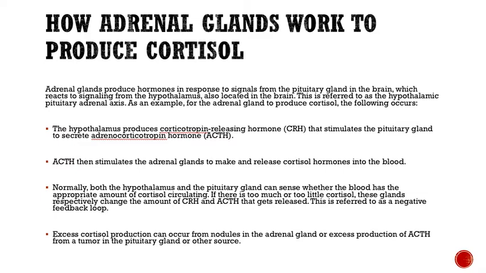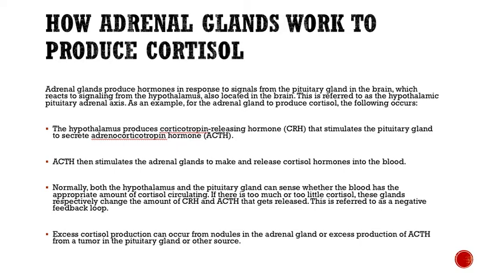How adrenal glands work to produce cortisol. So, adrenal glands produce hormones in response to signals from the pituitary gland in the brain, which reacts to signaling from the hypothalamus, also located in the brain. This is referred to as the hypothalamic pituitary adrenal axis. As an example, for the adrenal gland to produce cortisol, the following occurs. The hypothalamus produces corticotropin releasing hormone that stimulates the pituitary gland to secrete adrenocorticotropic hormone. Now, this ACTH then stimulates the adrenal glands to make and release cortisol hormones into the blood.